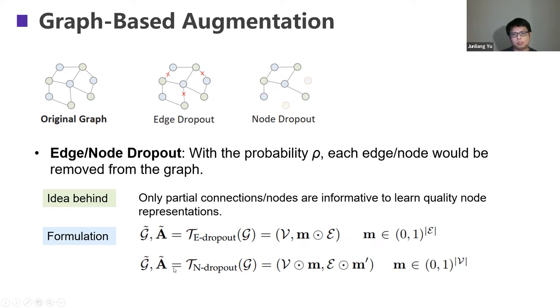And we formulate this process of dropout by these equations, where G-tilde and A-tilde belong to the augmented graph and the adjacency matrix. And here we use a vector M which only contains zeros or ones to mask the edge, or to drop the edge or the nodes.